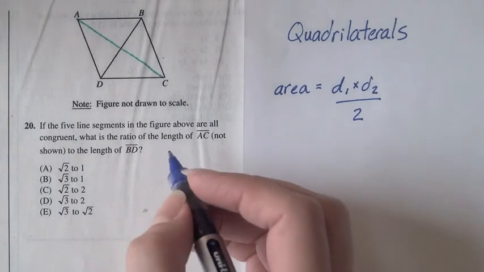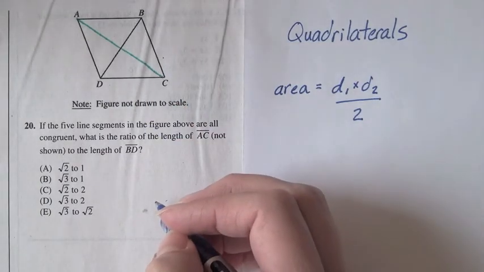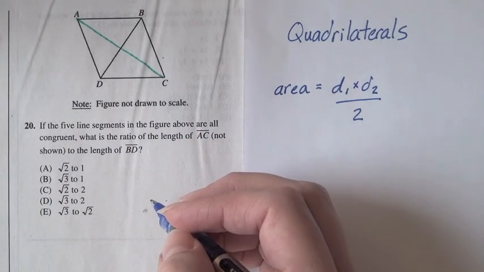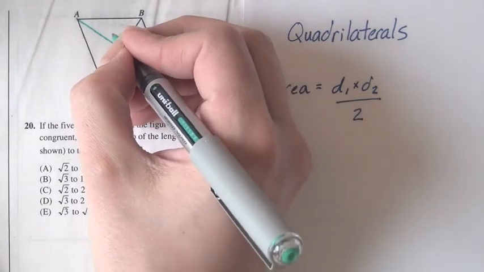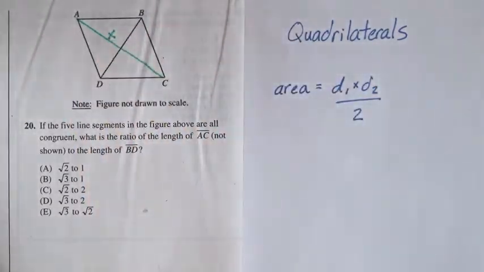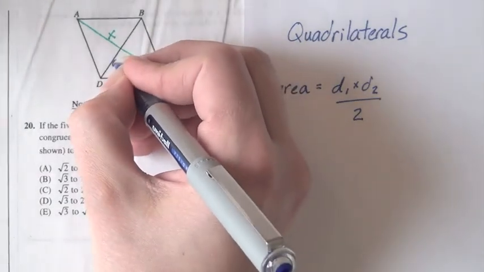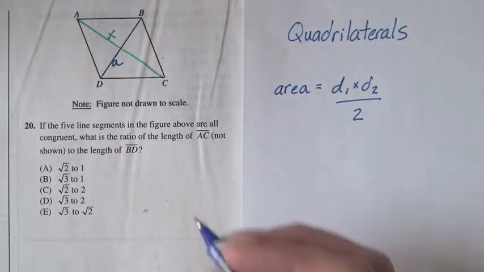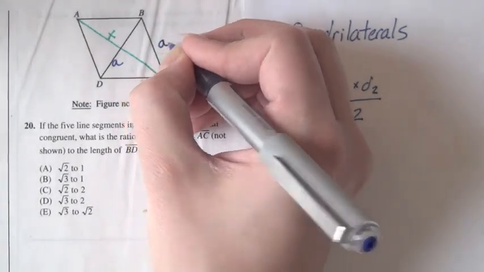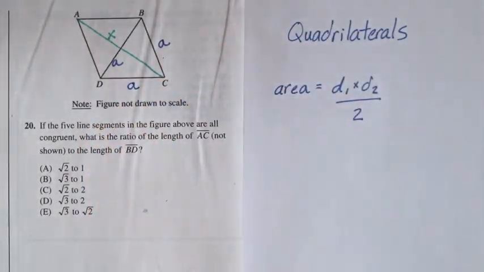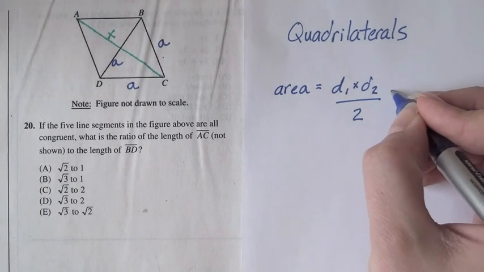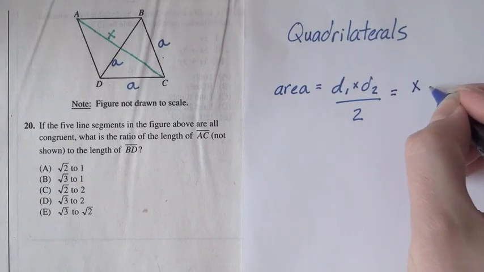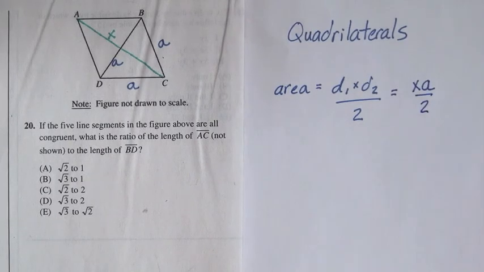Now, right now, we don't have any variables or numbers assigned to these lengths, so to make life a little bit easier, I'm going to assign some variables. I'm going to call the unknown line segment AC length X. I'm going to call the known one A. Now remember, because all the line segments are congruent, that means that these side lengths are also A. Okay, so now we can sub these values into the formula for the area. We'll have diagonal 1 be X, diagonal 2 be A, and divided by 2.